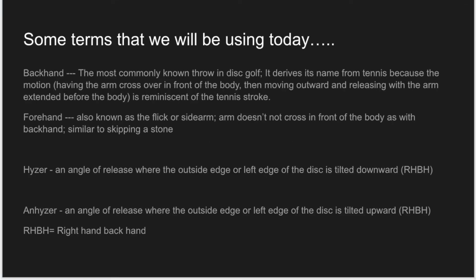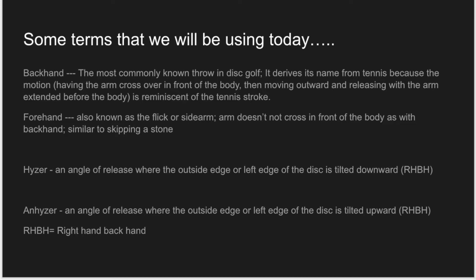All right, before we jump in and find out a little bit more about disc golf, let's talk about some of the terms we might hear today. First one is backhand. This is the most commonly known throw in disc golf. It derives its name from tennis because the motion, having the arm cross over in front of the body, then moving outward and releasing the arm extended before the body, is reminiscent of a tennis stroke. So just think about a backhand in tennis.